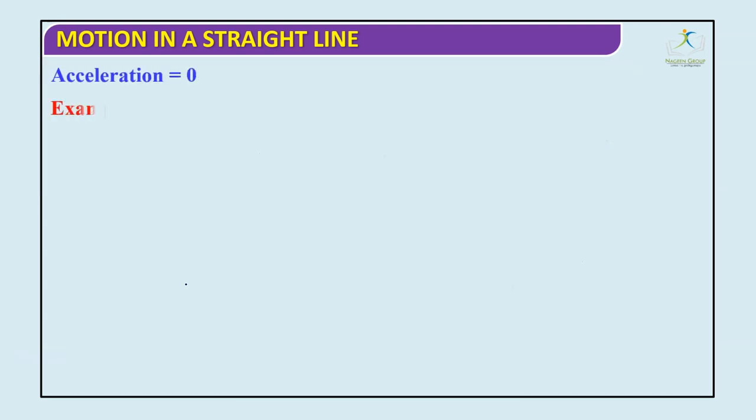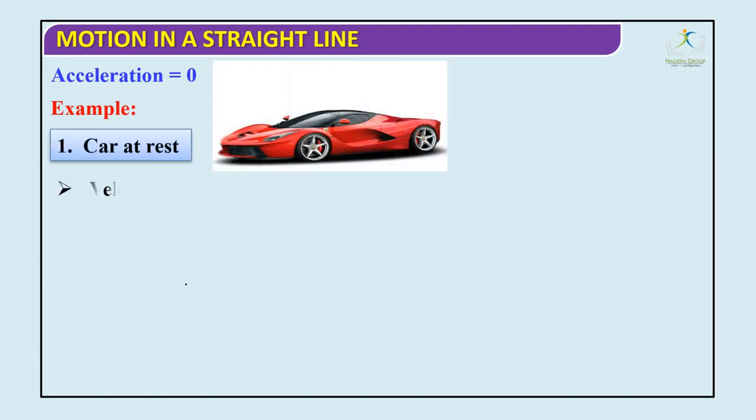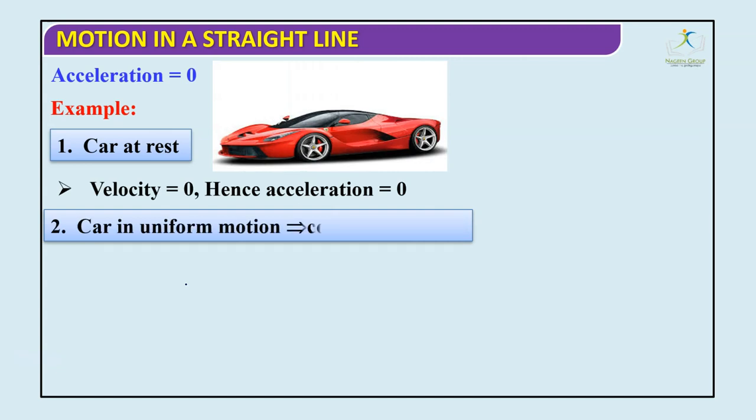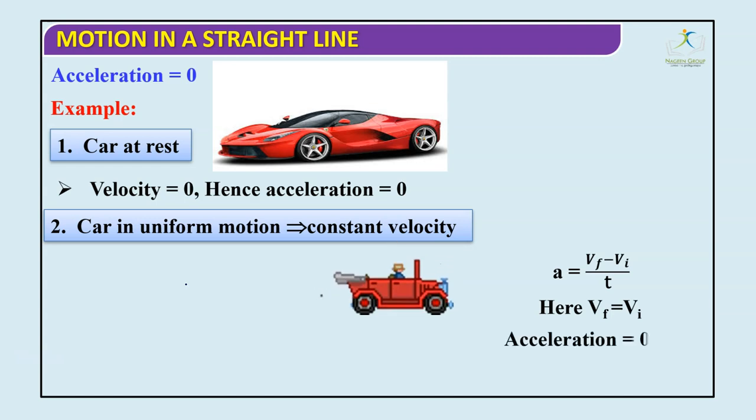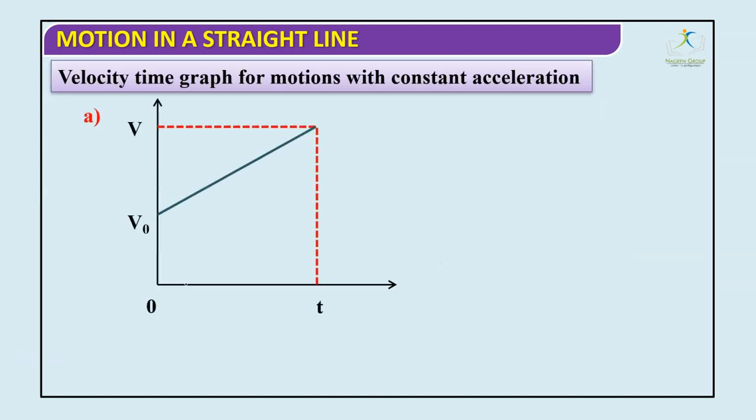Next, acceleration is equal to 0. For example, a car is at rest. Velocity is equal to 0, hence acceleration is equal to 0. One more case: the car is in uniform motion, that means constant velocity. For that scenario, in Vf minus Vi divided by t, we can say Vf is equal to Vi. So in that case also acceleration must be 0.